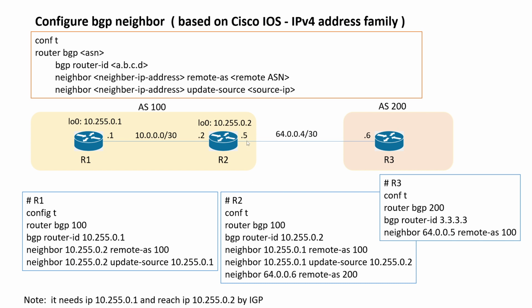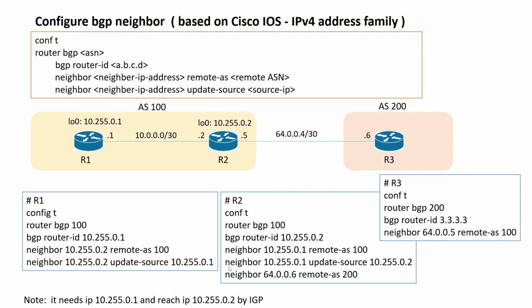In R2, you do pretty much the same concept. Under router bgp 100, you do neighbor, then the peer's IP address. Here it's R1's loopback IP address, 10.255.0.1. Then do remote-as 100. 100 is the same AS number, so we put the same AS number here.